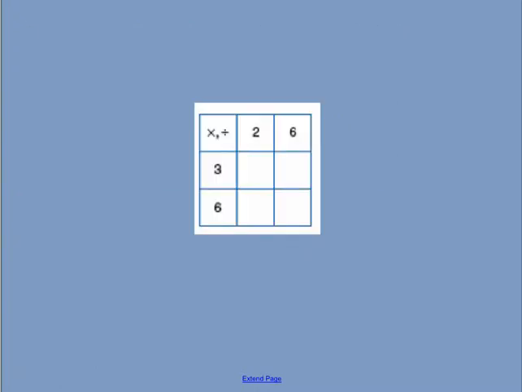Okay, here is an example of a number grid. Up on the top of this number grid, we have the numbers 2 and 6. Here's 2 and here is 6. Down the side of the grid, we have a number 3 and we also have a number 6. We need to fill in the middle, the empty space of this grid. Think of this as a mini multiplication table.